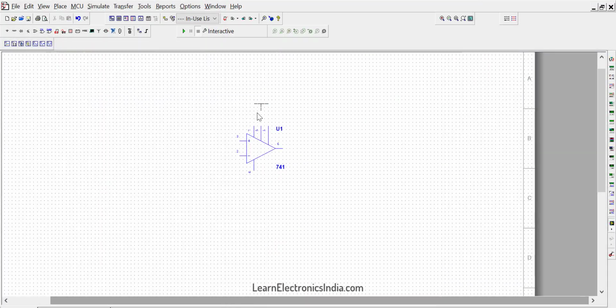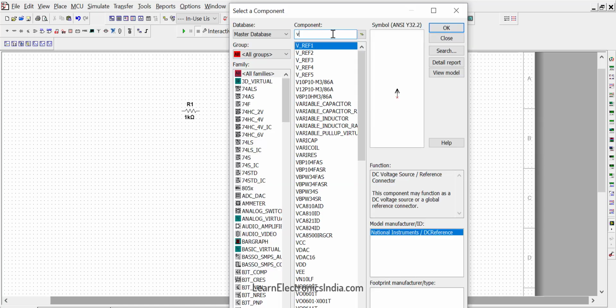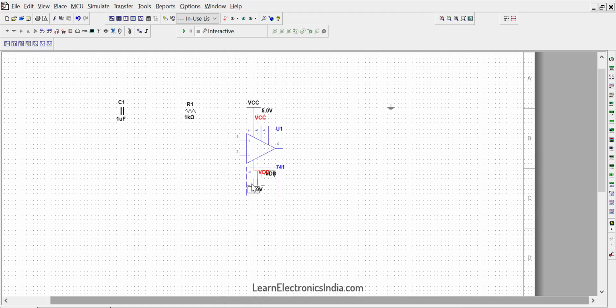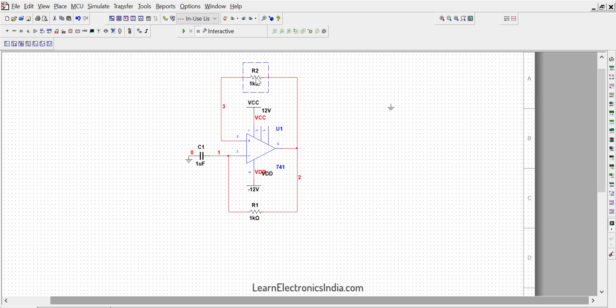To make a square wave generator, we need an Opamp in negative feedback configuration. Then we are going to connect a capacitor between the inverting input and ground. After this, we are going to connect a resistor in positive feedback configuration, and connect another resistor between the non-inverting input and ground.